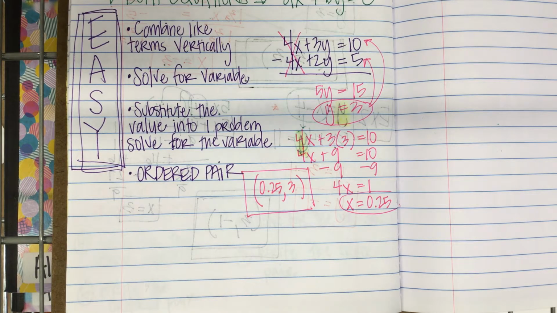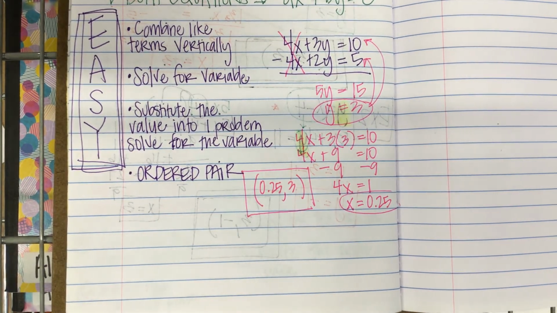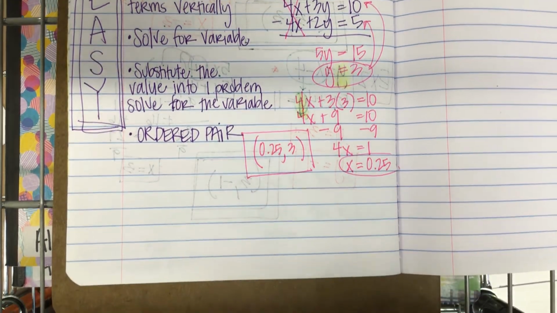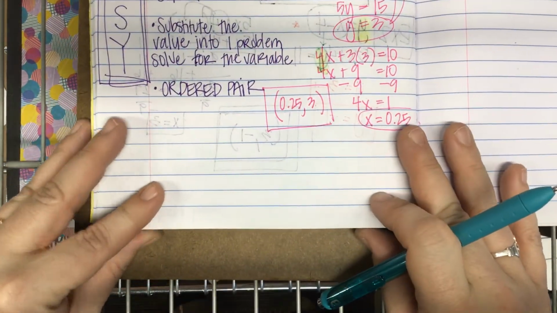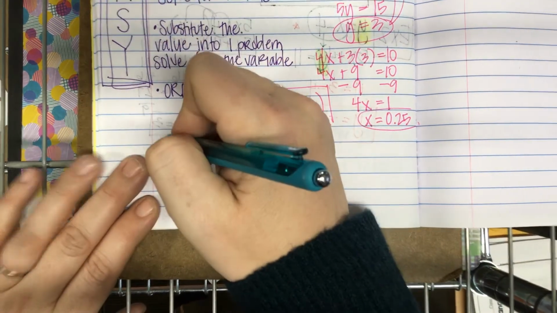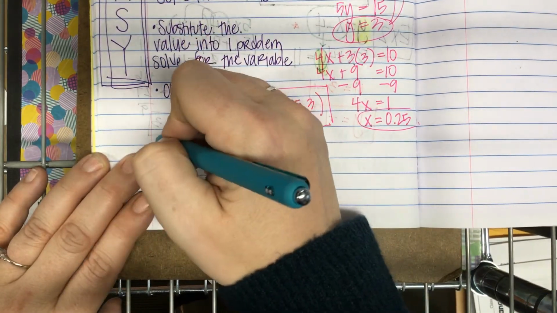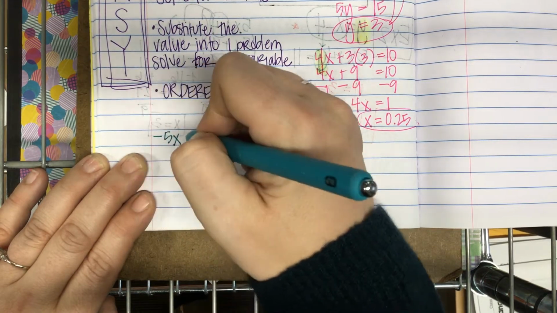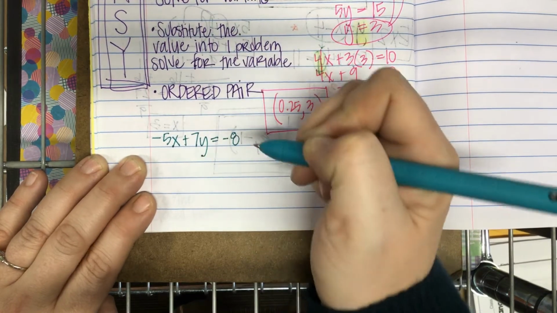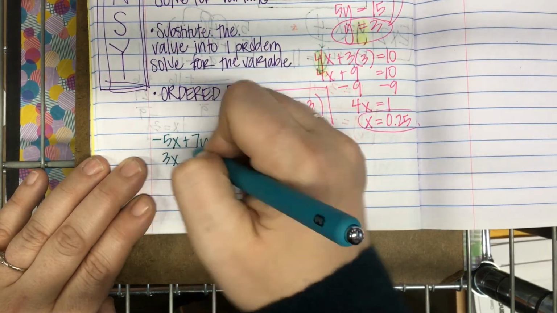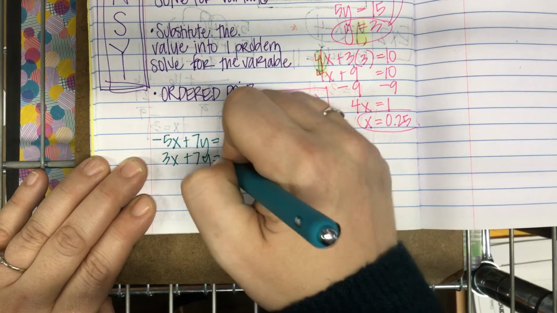It's elimination. Something eliminates. We combine like terms vertically. Cancel them out. Most of the time something's going to happen. Sometimes problems will be almost. Like sometimes you're like, oh, that's so close. For example, negative 5x plus 7y equals negative 8, and 3x plus 7y equals 10.